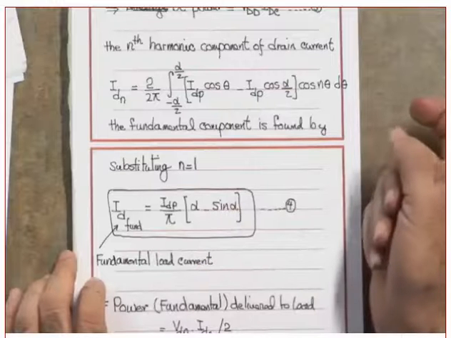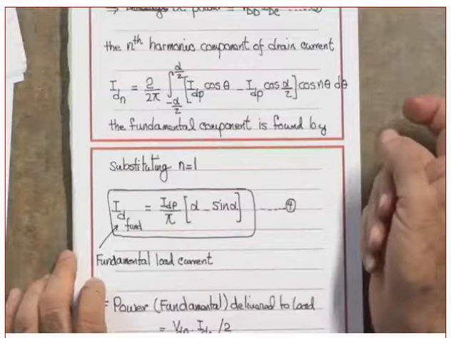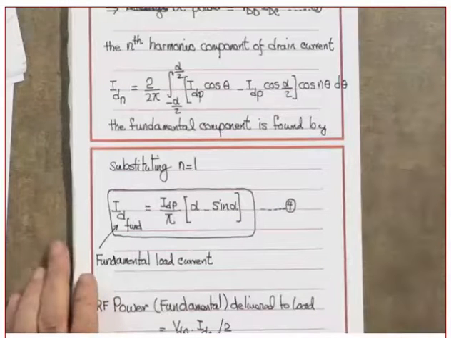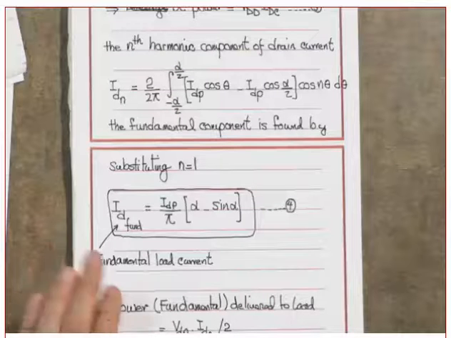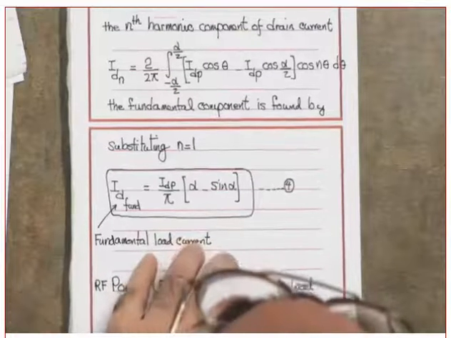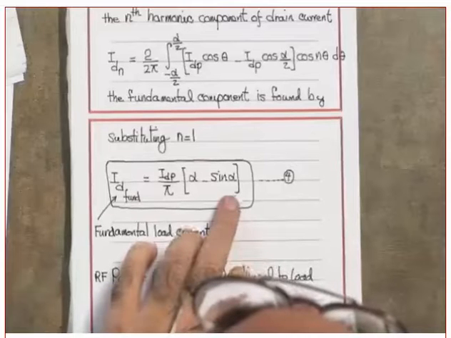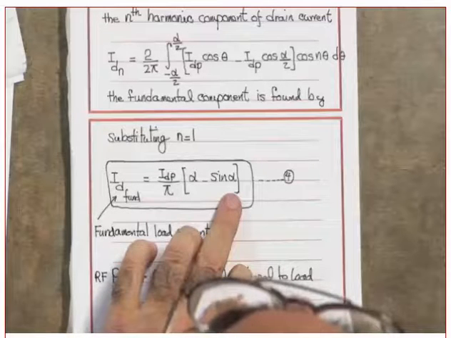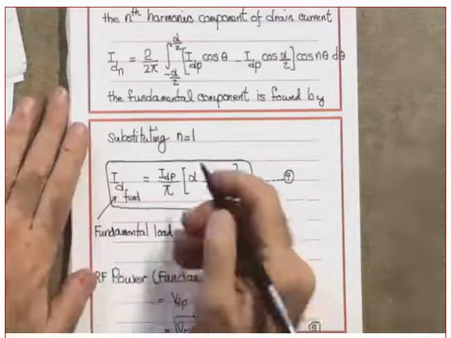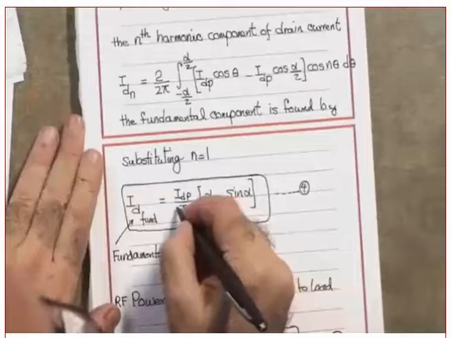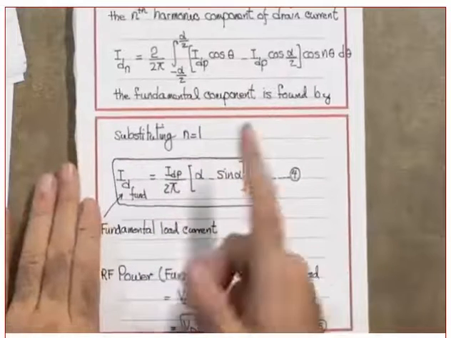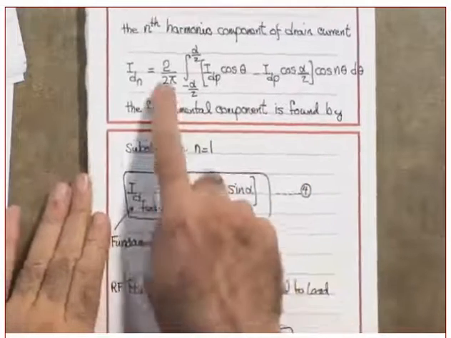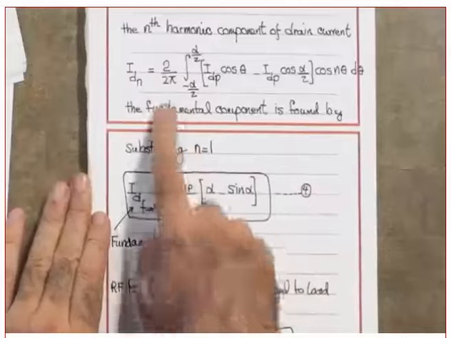I messed up? One second. No, there is a 2 here. There is a 2 here. How could it be? There is a 2 pi here. I forgot the 2 pi here.